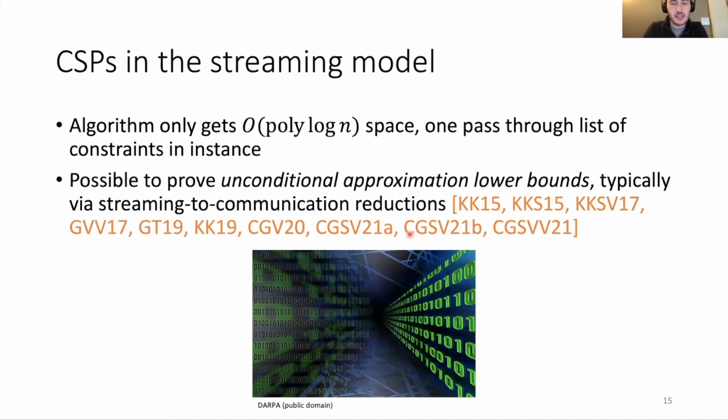And the reason why this is an interesting model is because we actually know how to prove unconditional lower bounds for approximations for many interesting CSPs, typically by reducing to communication problems.